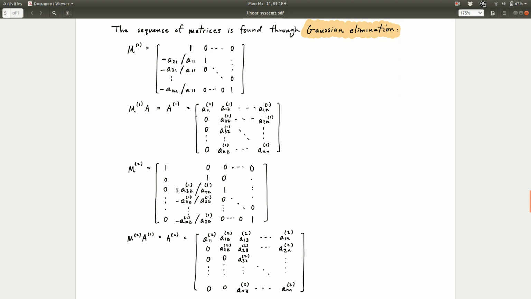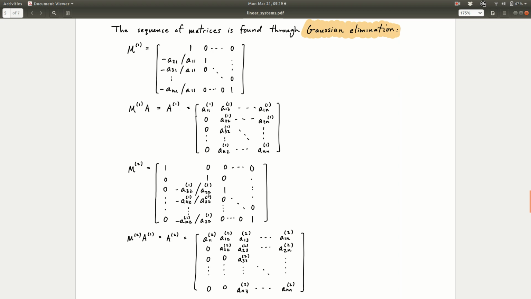If you multiply this, well, let's do the first one just for fun. So we're looking at this entry. So this is the 3,2 entry.